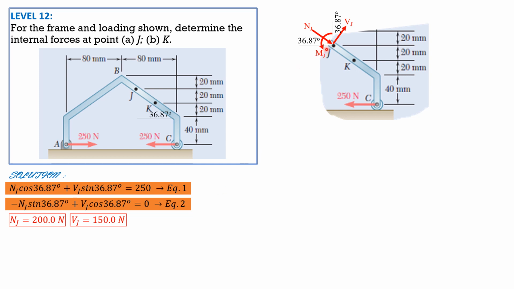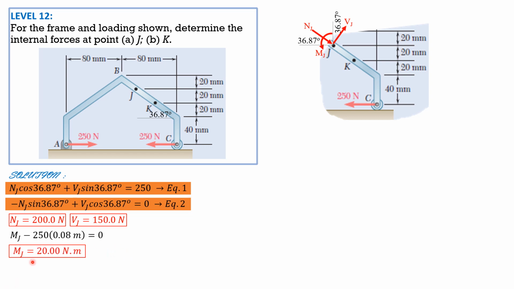Then for the moment, summation of moment about J equals 0: MJ minus 250 times 80 mm or 0.08 meter equals 0. So MJ is equal to 20 newton meters.